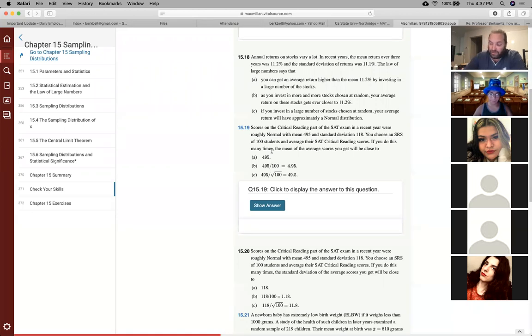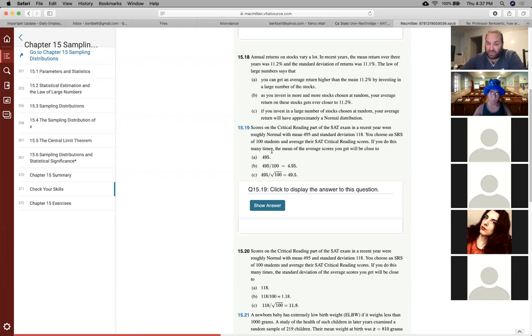495. 495. If each one individually has an average of 495, then any sample is going to have an average of 495. And what is the new standard deviation? 11.8. 11.8, because you take the old standard deviation, which is 118, and divide by the square root of n, square root of 100, so divide by 10, you get 11.8. So we actually answered both 19 and 20.